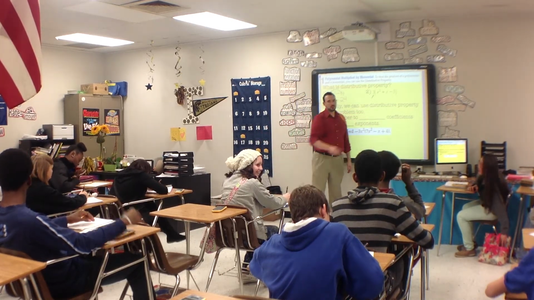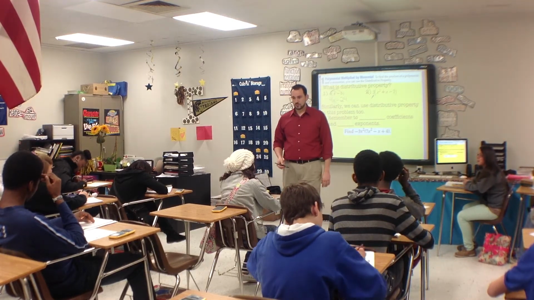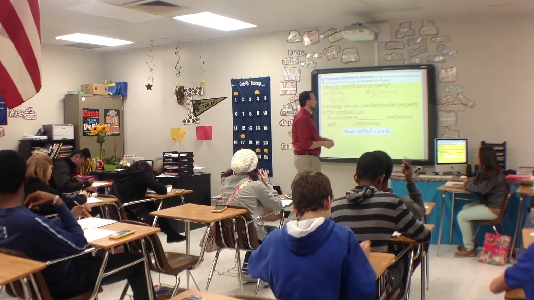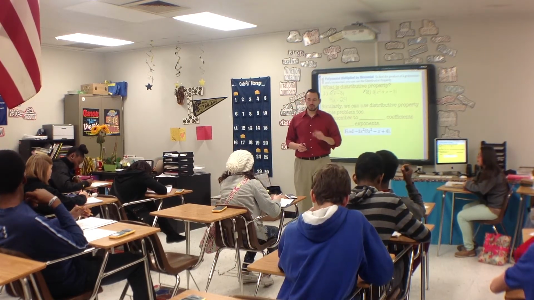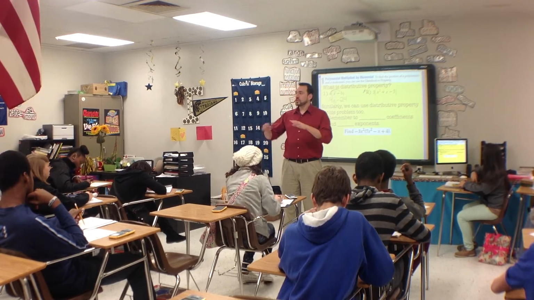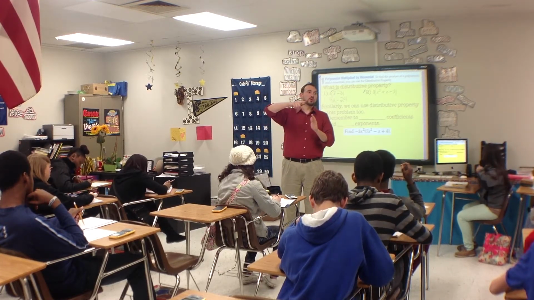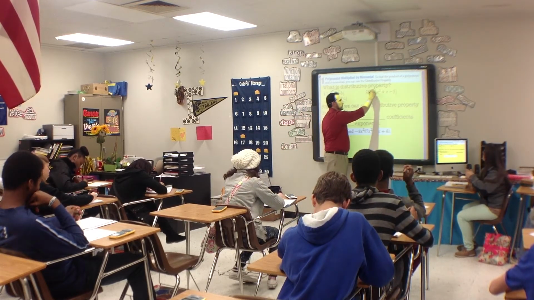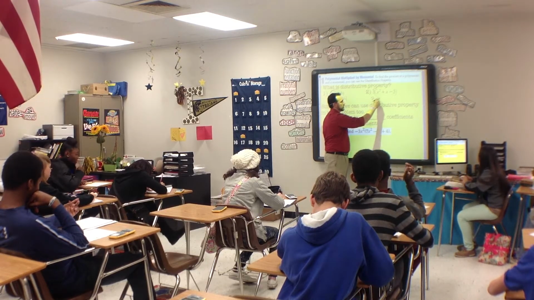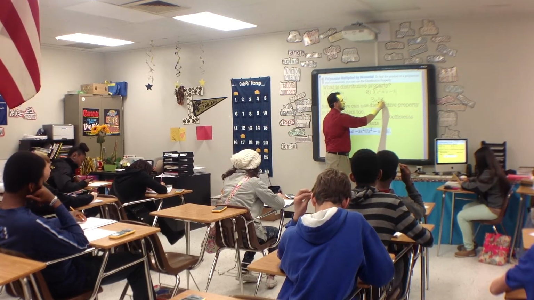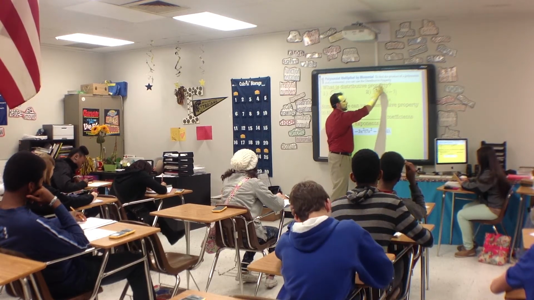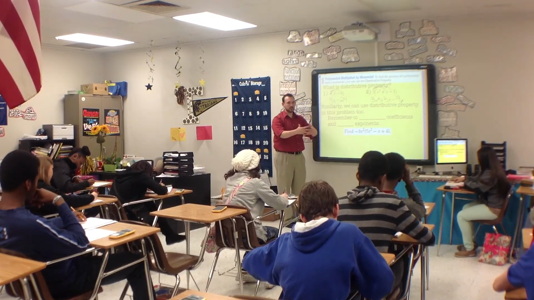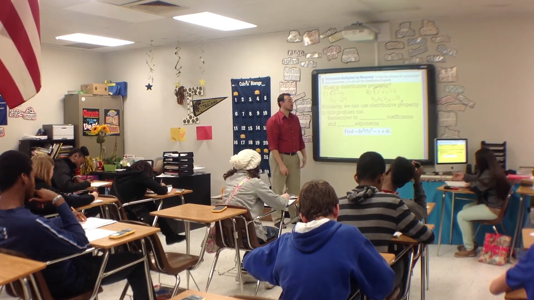Alright, number 2. 3 times x squared plus x minus 3. We're going to distribute, which means multiply. So 3 times x squared is 3x squared. 3 times x is positive 3x. And then 3 times negative 3 is negative 9. Is there anything that can combine there? No.